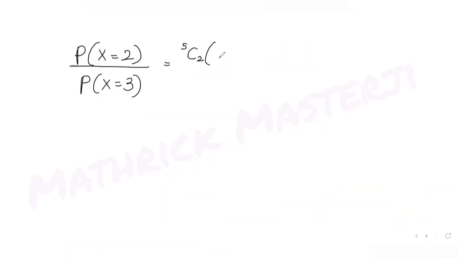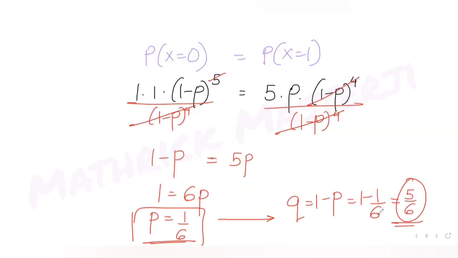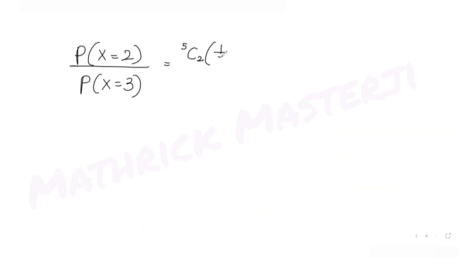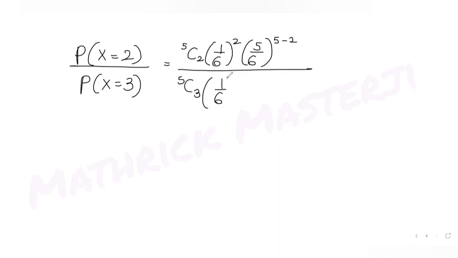So p raised to r means p is 1 over 6, so 1 over 6 raised to 2. And the q is 5 over 6, so 1 minus 1 over 6, which is 5 over 6, raised to 5 minus 2. Similarly, for x equals 3, instead of 2, you will write 3 everywhere. So 5c3, 1 over 6 raised to 3, and 5 over 6 raised to 5 minus 3.